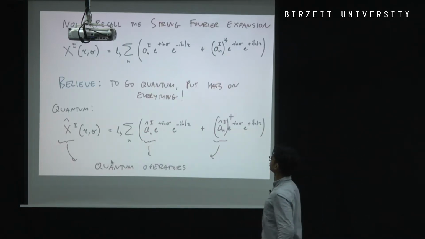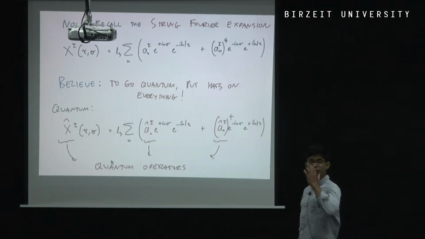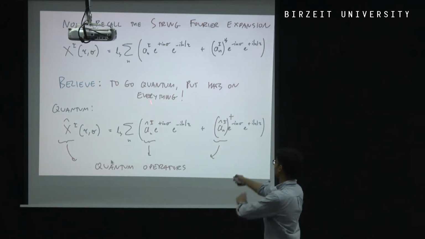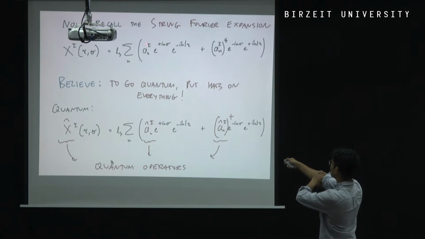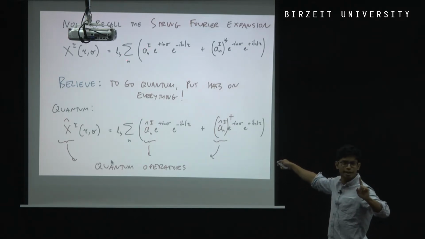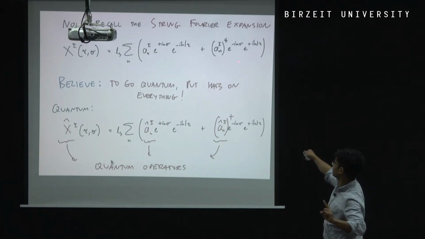Remember the string Fourier expansion that I started with today. This was the solution to the string equation of motion. What does it look like? We have these guys. I called them A sneakily, but at this point they're just Fourier expansion coefficients, and they all oscillate in time in some way.